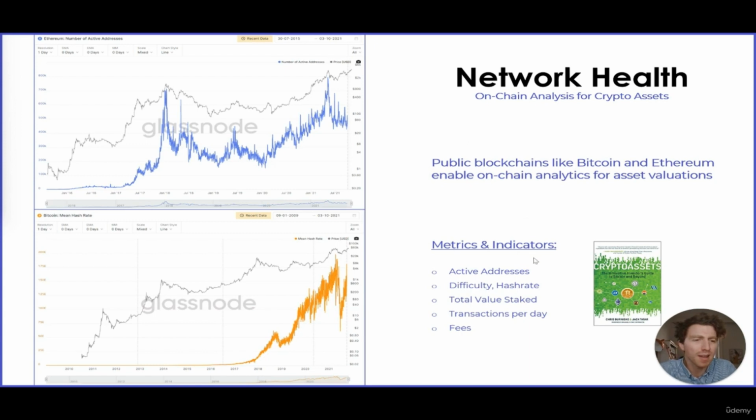One book I highly recommend you read if you're interested in further ways of evaluating crypto assets is the book called Crypto Assets: The Innovative Investor's Guide to Bitcoin and Beyond from Chris Burniske. And this really shows you in great detail how to evaluate crypto networks and how to come up with the right decisions in which projects to invest in and which ones to ignore.